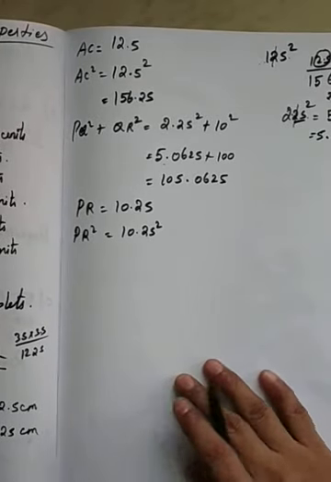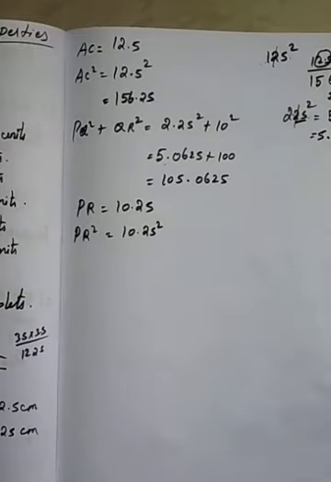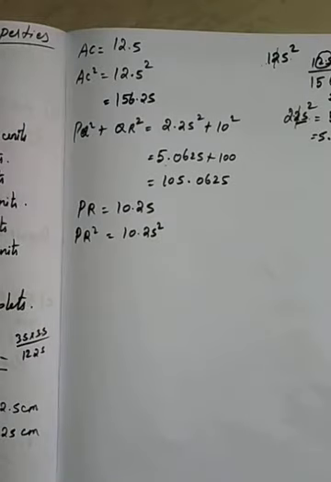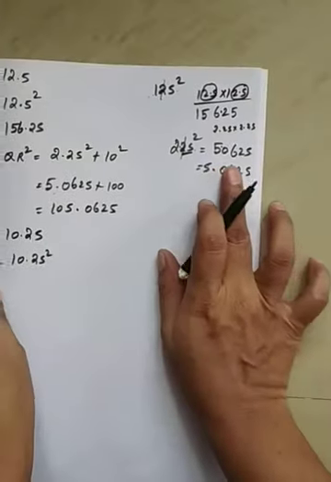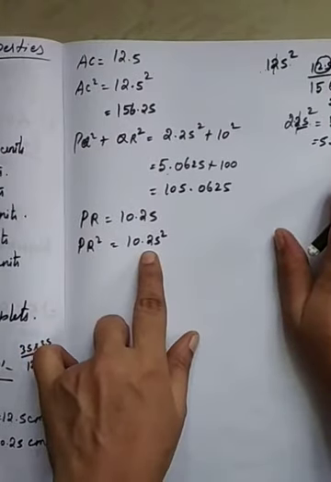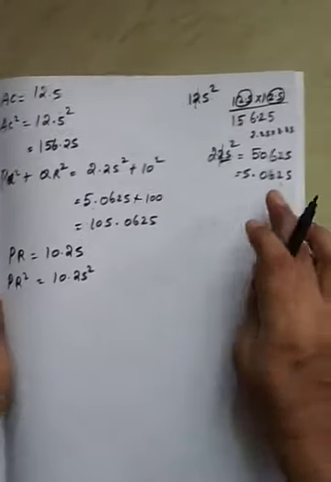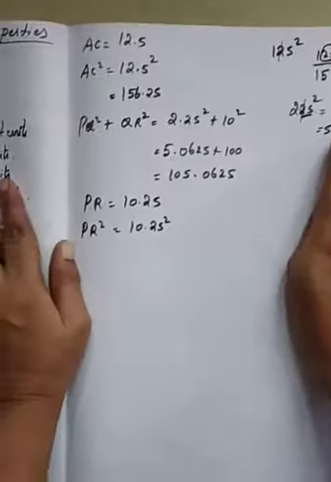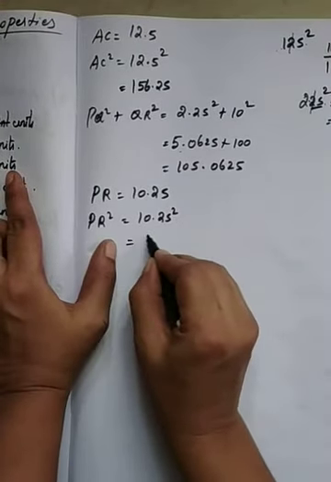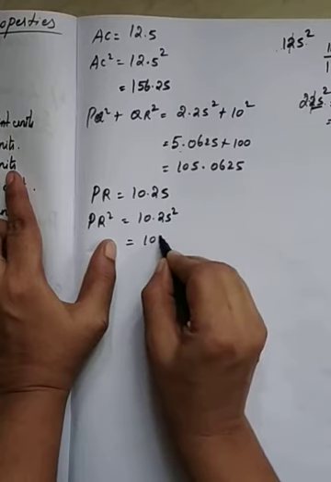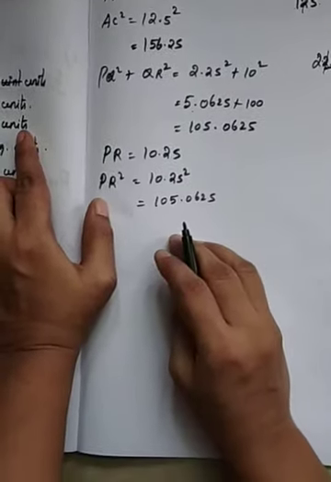Similarly, you could use the same shortcut here, but that is another method, and if I teach it now you will get confused. So you can do the simple multiplication, and you will get the same value, 105.0625. So this is PR squared.